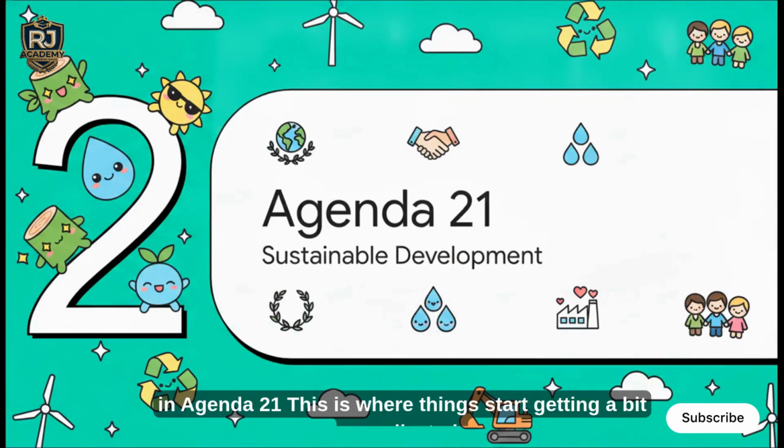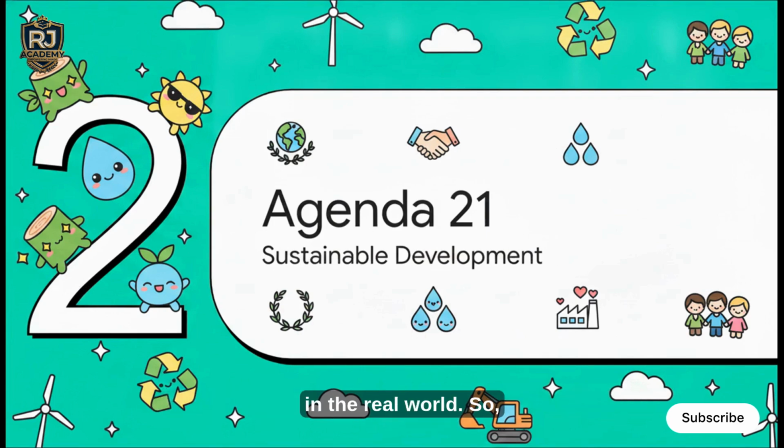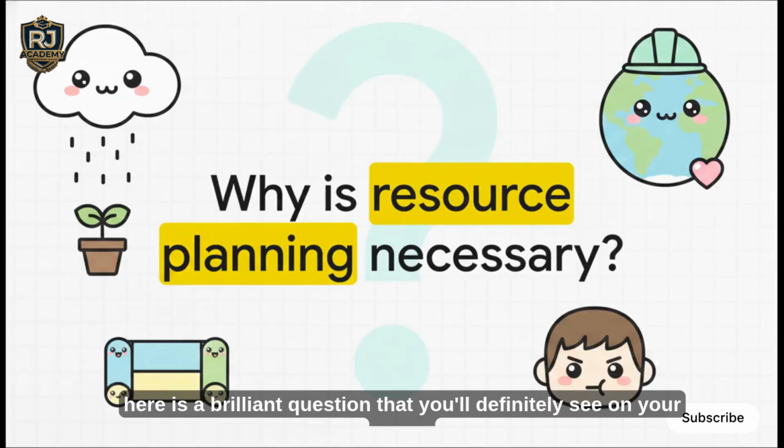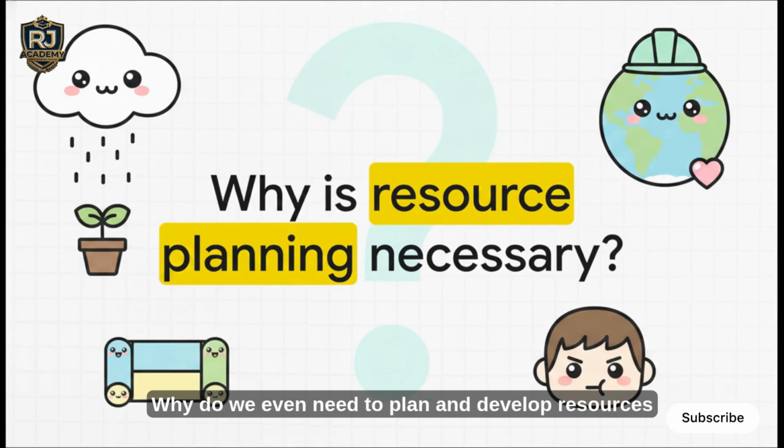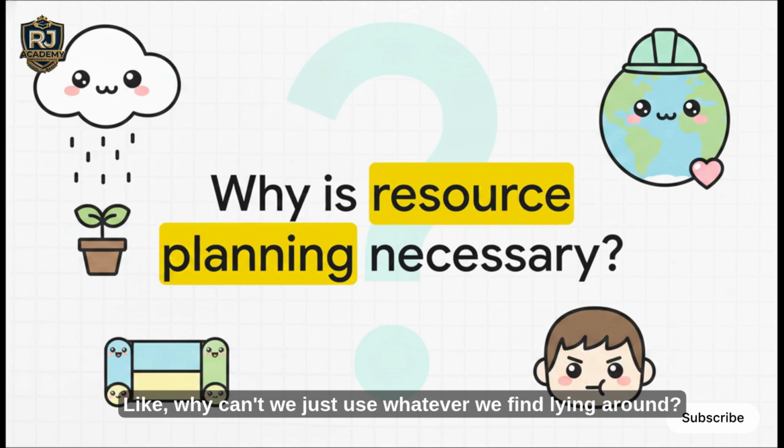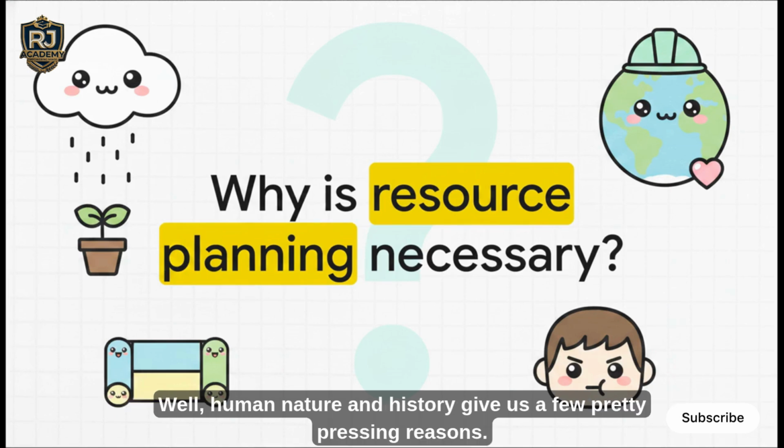Section 2. Development and Agenda 21. This is where things start getting a bit complicated in the real world. So here is a brilliant question that you'll definitely see on your exam. Why do we even need to plan and develop resources in the first place? Like, why can't we just use whatever we find lying around? Well, human nature and history give us a few pretty pressing reasons.